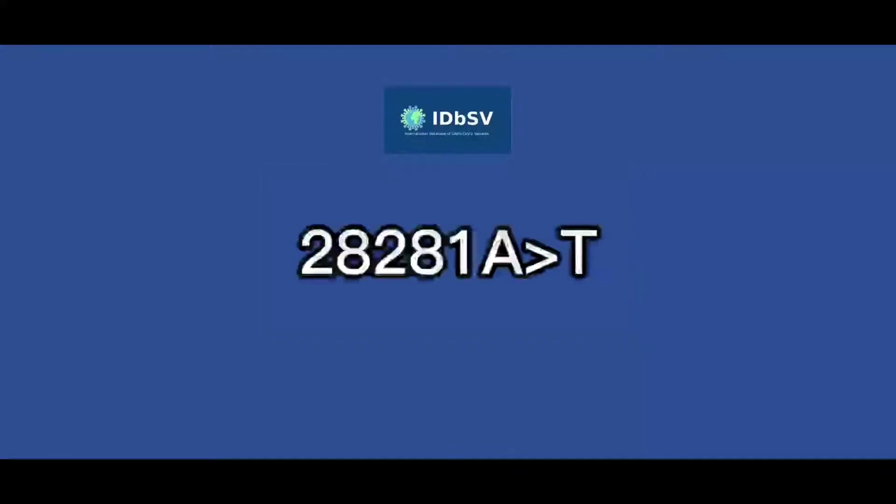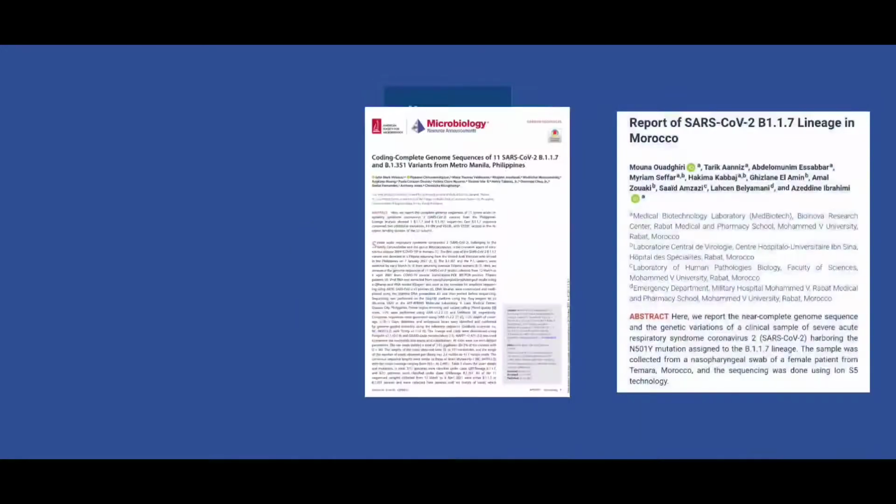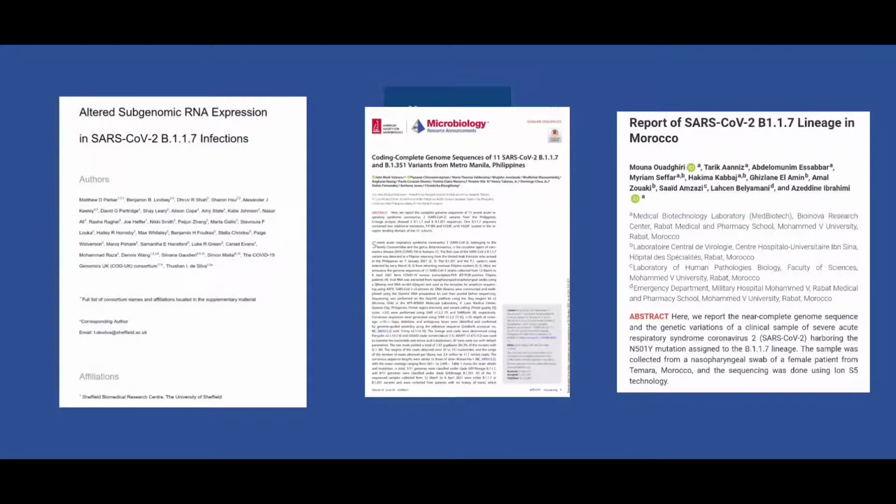Now, let's look at a real-world example. The 28,281 A-T variation is a mutation located in the gene coding for the nucleocapsid protein. Several scientific papers link this mutation with a variation of the B117 lineage. Yet, no further information about it is available. Neither is its origin known. Let's see how to retrieve information about this variation from IDdSV.